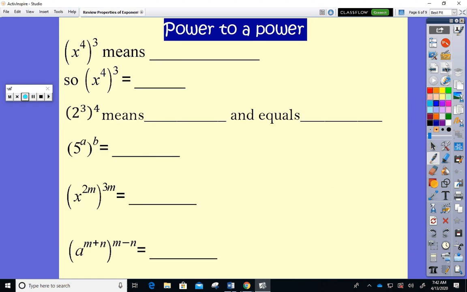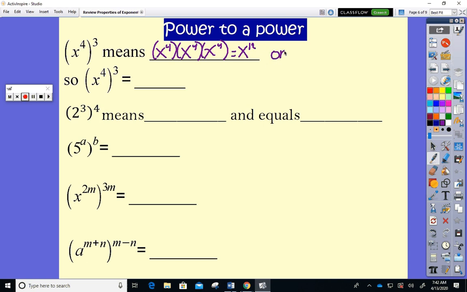All right, so power to a power. If you look at the next problem, x to the 4th to the 3rd means x to the 4th times x to the 4th times x to the 4th, because you're going to write it out three times in a row. Well, guys, you already know that if you're going to multiply like bases, just add exponents. So 4 plus 4 plus 4 is 12. Oh, look at the original problem. You had the 4 to the 3rd, and it wound up being x to the 12th.